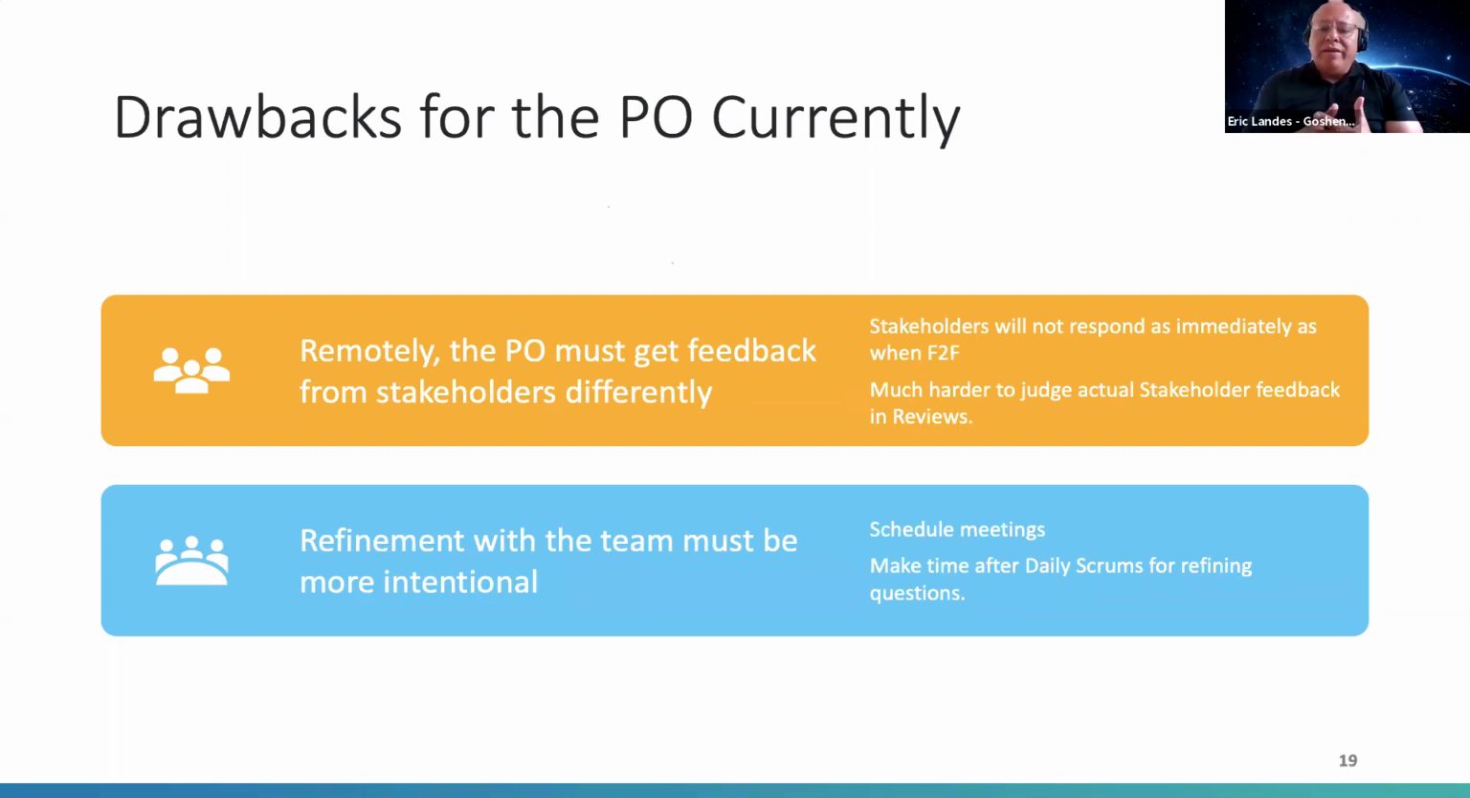And I think refinement with the team must be more intentional. We talked about maybe making time after daily scrums. I think that's helpful. Like Dan said, context switching, we don't have to do a lot of that. And we keep the team together. I know I've been on a team recently where we just had to schedule a time where we all got together, could see each other in a Teams meeting and hash through some things around the PBIs. So again, to me, it's intentionality. Do you have anything to add to that, Dan?